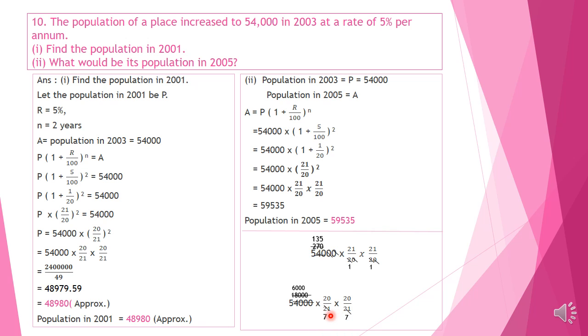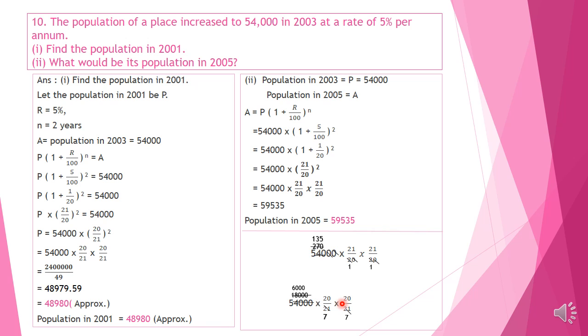We can simplify 21 and 54,000 by the number 3. 3 sevens are 21. And in 54, how many 3s are 54? 18 3s are 54. Then we get the 3 zeros. So 18,000. Then again next 21. See, this again we can simplify by 3. 3 sevens are 21. Similarly in 18, 6 3s are 18. Then we get 3 zeros. So we get 6,000. 6,000 into 20 into 20.